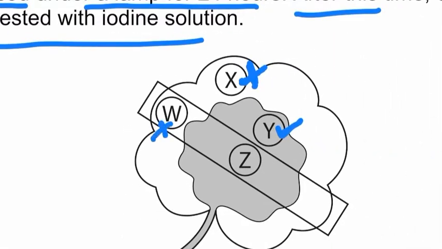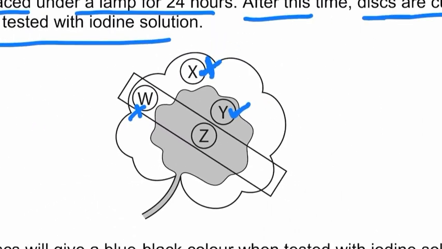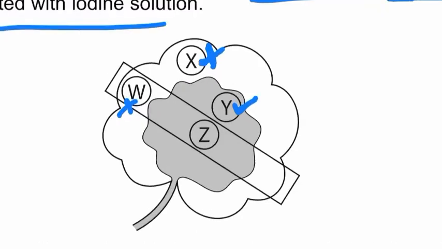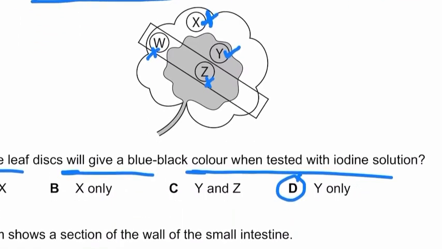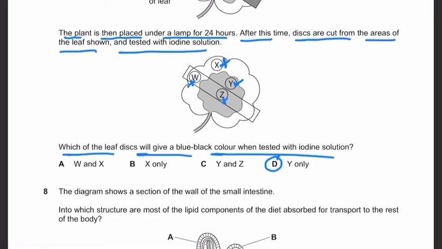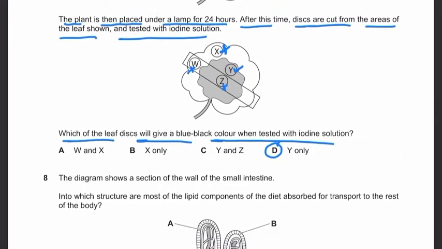Guys, if we talk about Z, so Z has chlorophyll, it is a green area, however it does not have light because light is blocked by the aluminum foil. So at Z photosynthesis will not occur, and Z will also stain yellow-brown. So only Y is the area which will stain blue-black with iodine solution. So the answer is D.